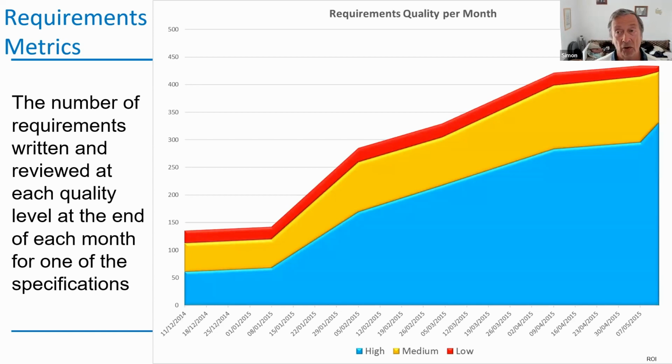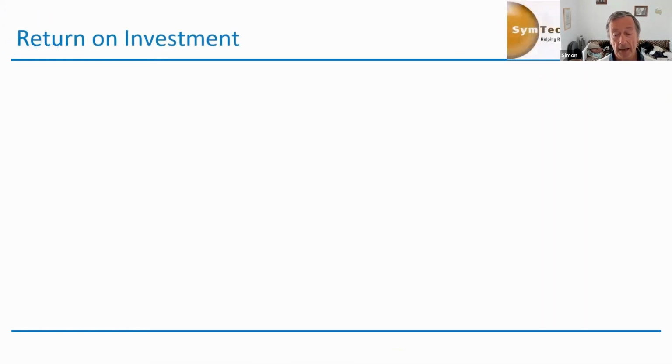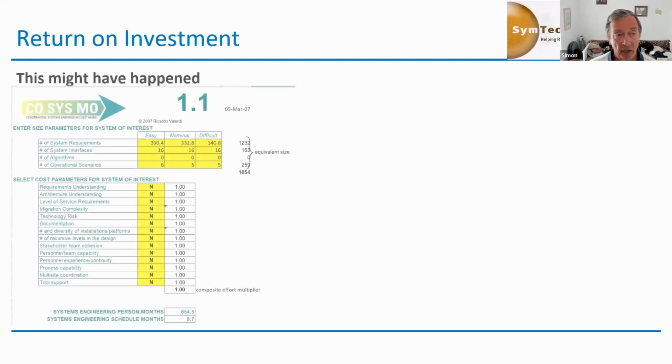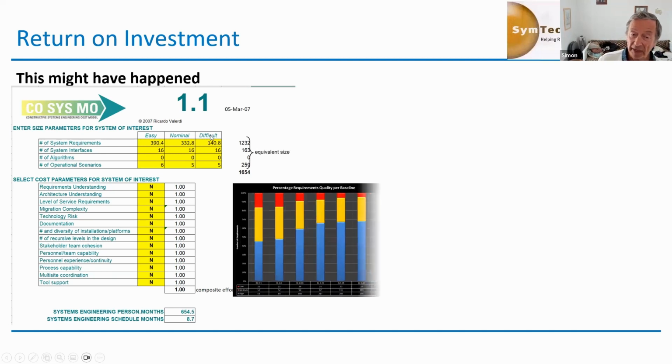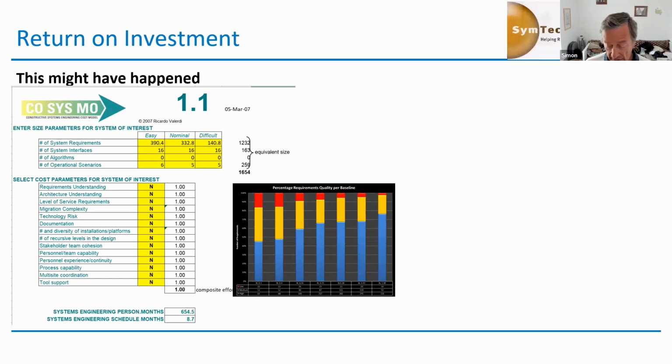Well, what's the return on investment? I don't know if any of you are familiar with COSYSMO, the systems engineering cost model, but I've been aware of this for quite a while. I did work on both COSYSMO and COCOMO beforehand, and the size parameters that drive the systems engineering costs, well, they reckon for system requirements, are they easy, nominal, or difficult to fulfill? And I know this is very crude, but I think it illustrates the point.